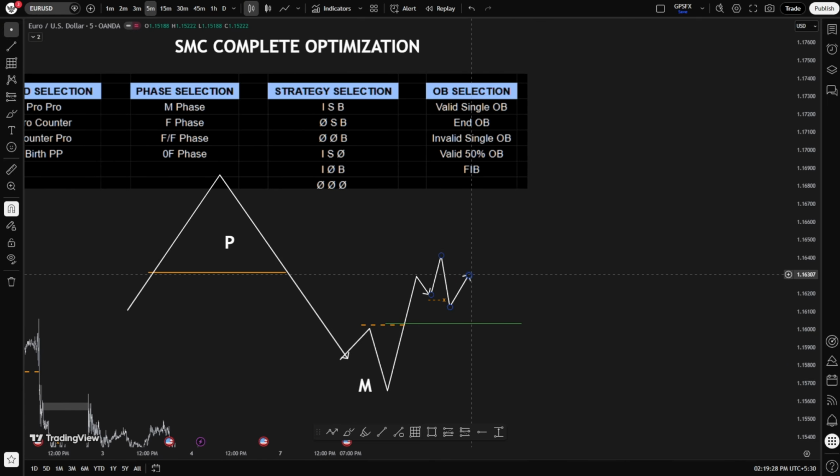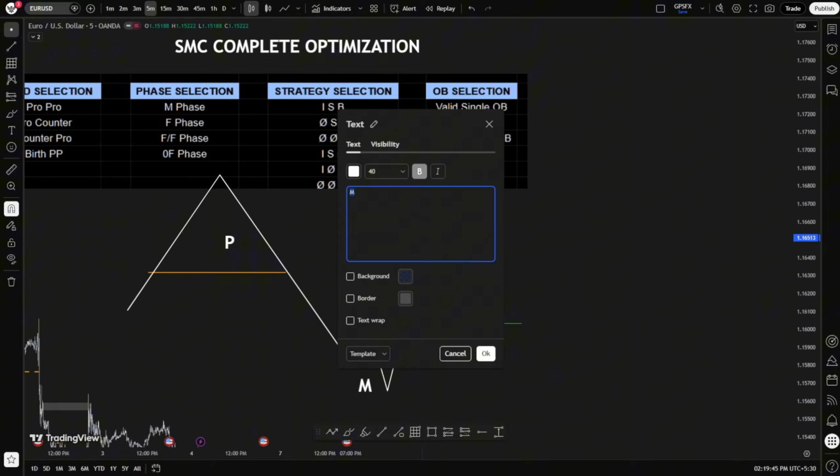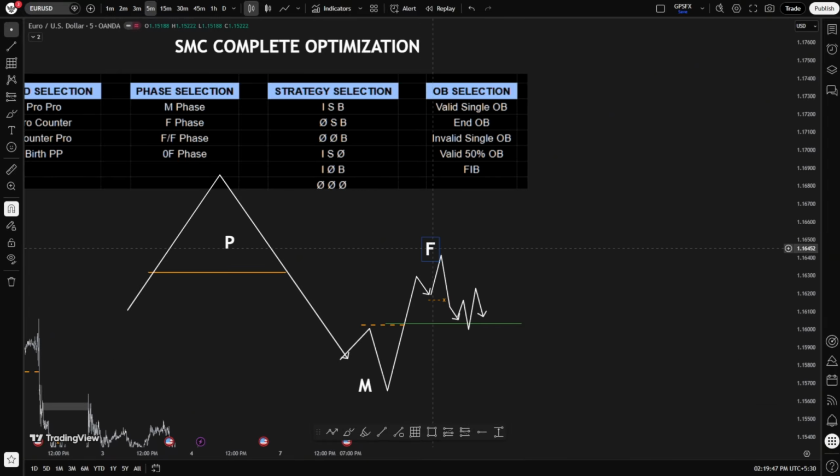So what is fractal structure? It's the same thing, guys. When we get an inducement right here, this is what we consider fractal structure, right? Because this entire thing is happening between primary structure, between minor structure, and between fractal structure, right? So let me mark this as fractal structure, guys. Okay, so this is fractal structure.